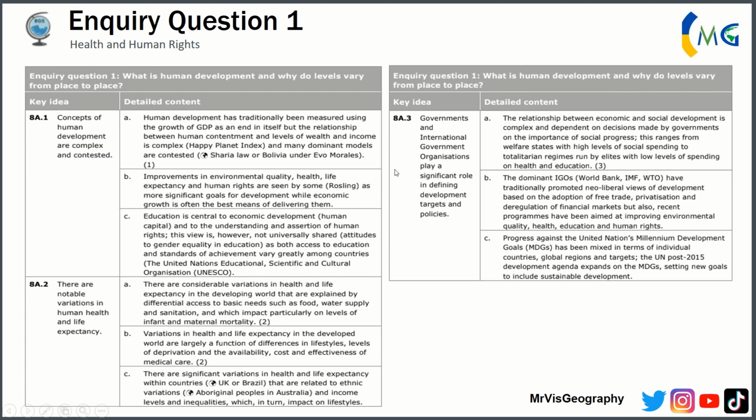We also look at how we can improve quality of life: environmental quality, health, life expectancy, etc. One of the key scholars in this field is Hans Rosling, the late Hans Rosling, who's a Swedish demographer and doctor, who has some incredible books and videos. His book was Factfulness. I'd recommend you read it for this unit.